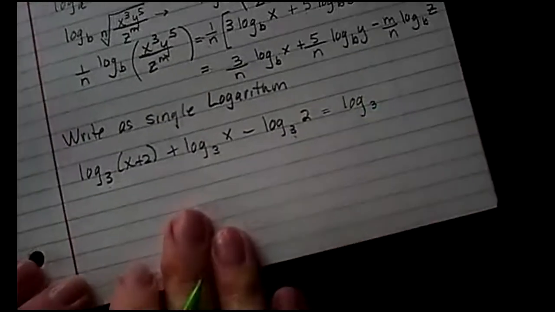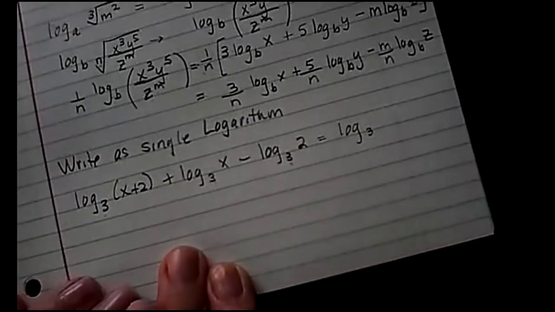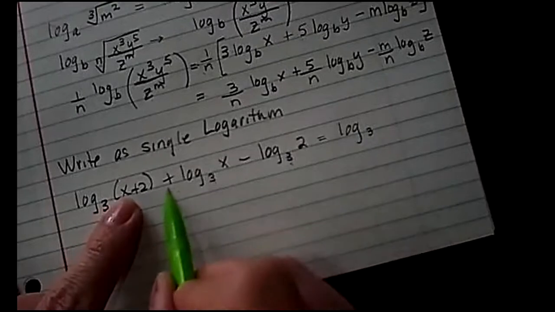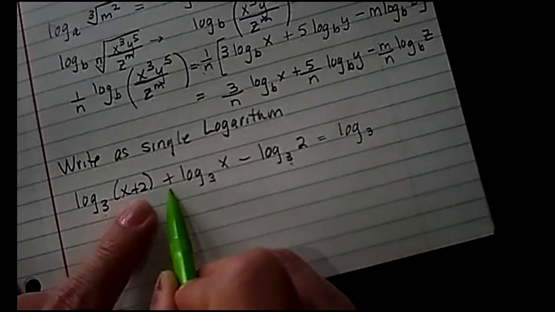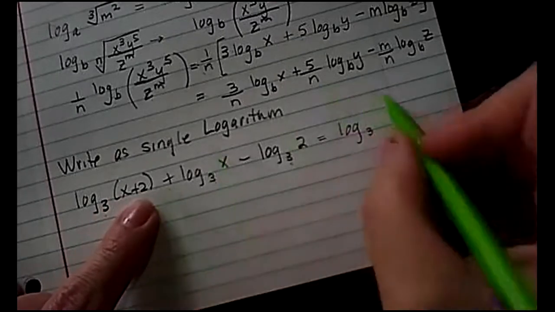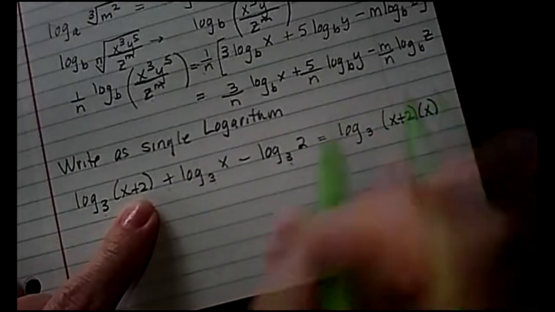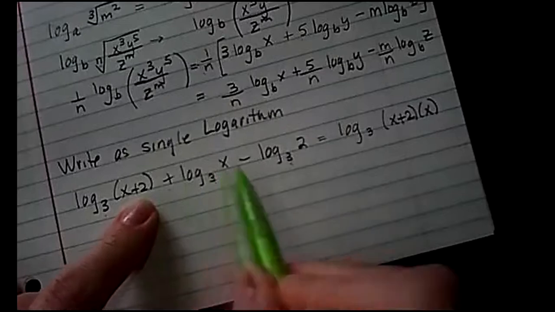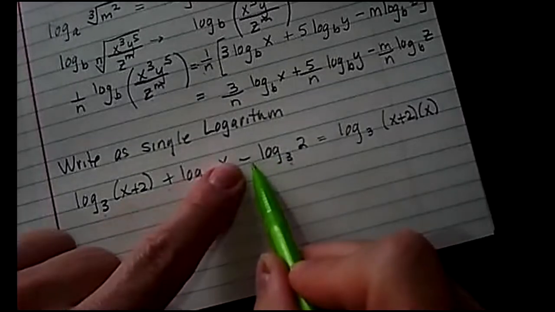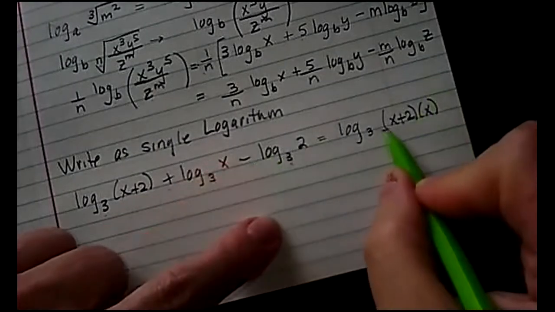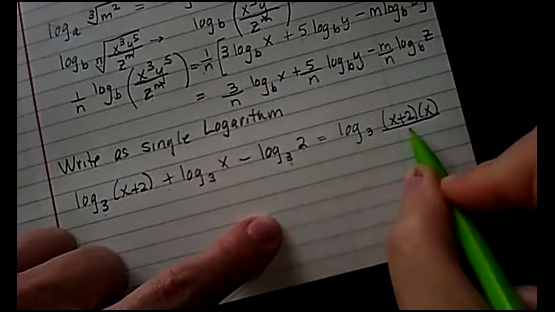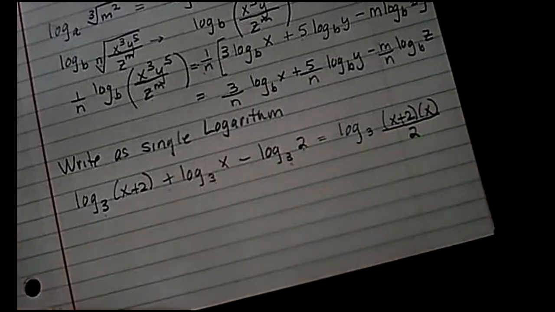We just have to write that once when we write the single logarithm, if you remember. All right, now what does this addition mean? It means multiply. So that means we're going to take x plus 2 times x, right? And then what does this subtraction mean? That's a quotient. So then we're going to divide by 2. And that's a single logarithm.